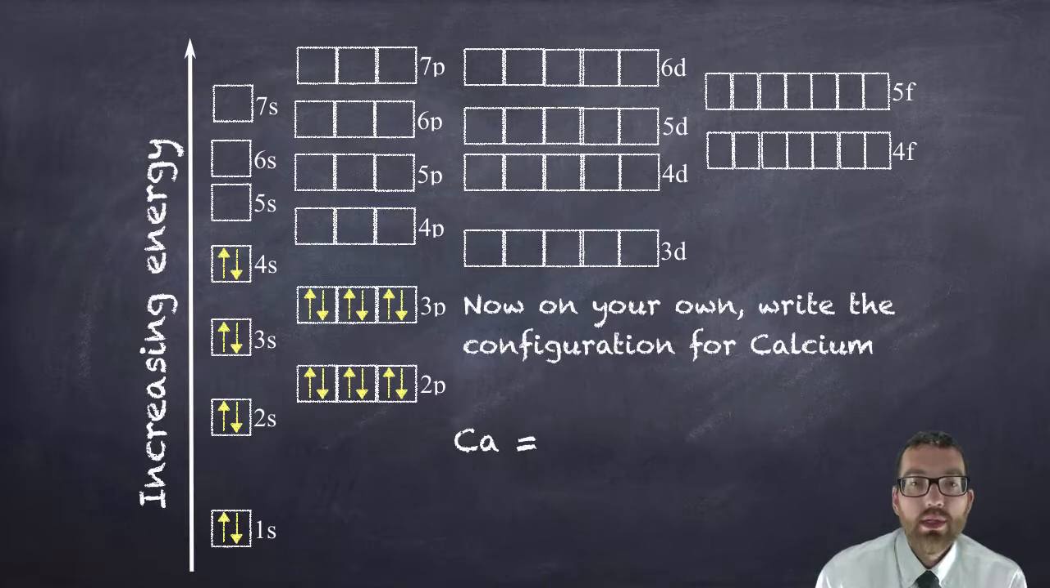Okay, so that's all 20 electrons. So we need to just read from the bottom to the top and say how many electrons are in which sublevels. So we write 1s2, 2s2, 2p6, 3s2, 3p6, 4s2.